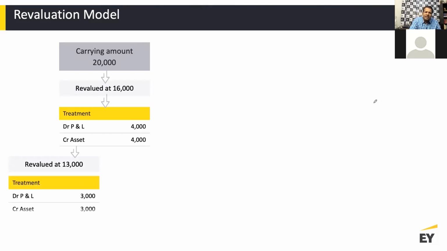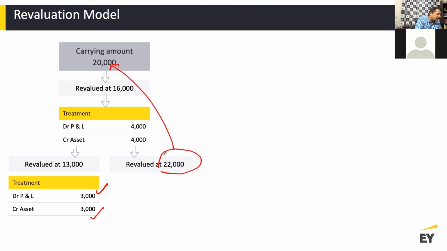Then another 3,000 will be debited to P&L and my asset value also will be reducing by 3,000. So my net carrying amount becomes 13,000. Now take another scenario that instead of reducing it to 13,000, actually it has been revalued at 22,000. Remember, the original cost was 20,000. It was revalued to 16,000.